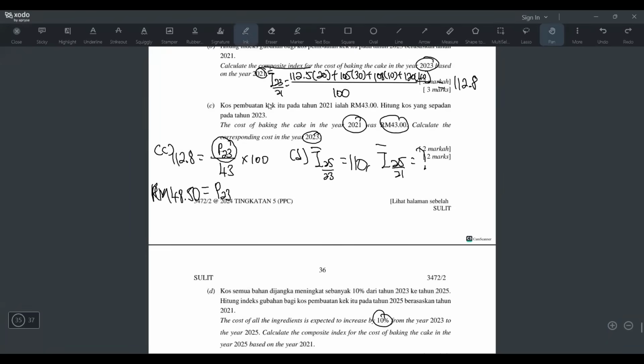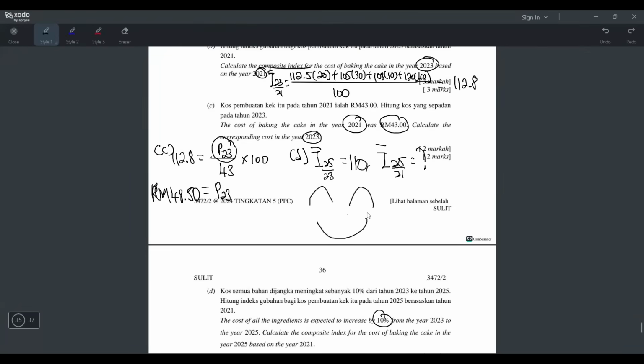So what I will do now is draw a smiley face and put the years here, starting with the oldest year. The oldest year is 2021, followed by 23, followed by 25. The 110 is 25 based on 23, so I'll write it here. 25 based on 21 is the question mark. This is the one I need to find, the final answer. So in order to find this, I need this.